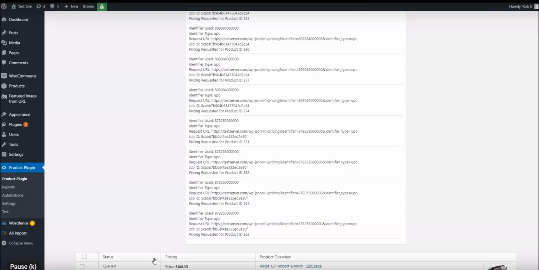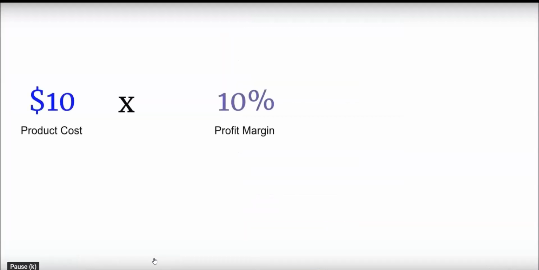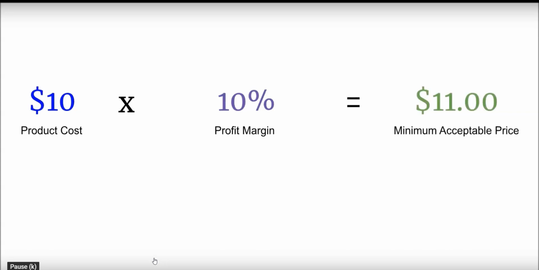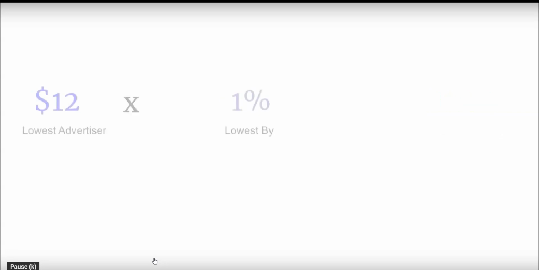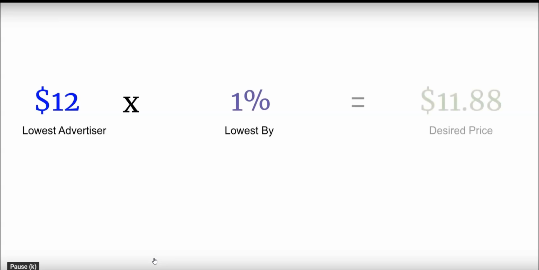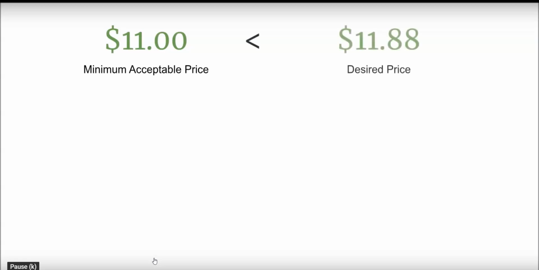Now, while the software is working in the background, let's take a look at what's happening. Let's say our product's cost is $10, and we want a minimum profit margin of 10%. This would give us a minimum acceptable price of $11. Now let's say the lowest advertiser's price is $12, and we want to have the lowest price by 1%. This would give us a desired price of $11.88.